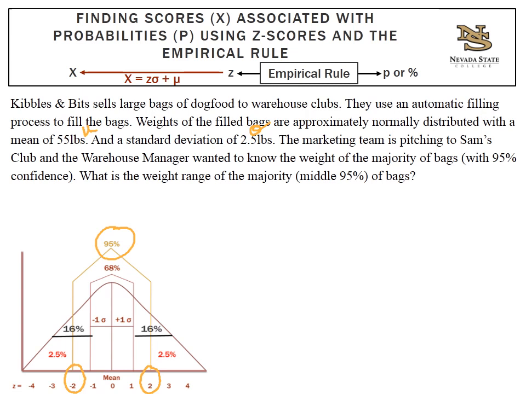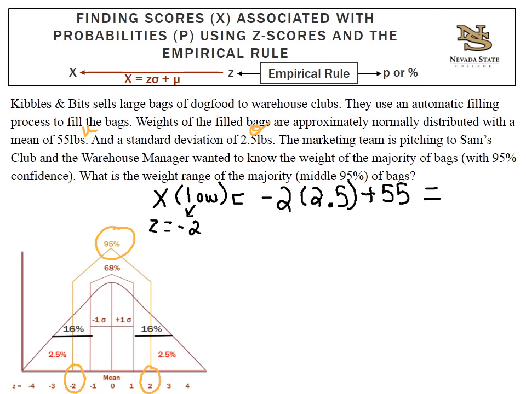Let's do it. So let's first start off with x low end. Remember, low end, z equals -2. So we have -2 for z times standard deviation of 2.5 plus the mean of 55. Well, -2 times 2.5 is -5 plus 55 equals 50. Because -5 plus 55 is the same as saying 55 minus 5. There's our low end. Now x for the high end.